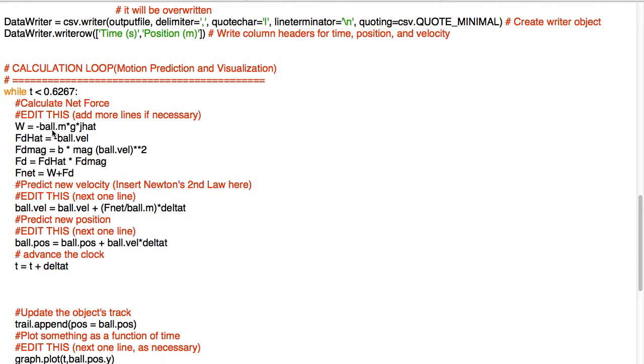Here we have the while loop again. We have the same equation for the weight force, but now what we've done is we've broken out the drag force into its component forms. We've got the drag force hat, which is always the opposite of the ball's velocity. And then we've got the magnitude of the drag force, which in this case we used it being proportional to the square of the velocity of the ball. And we take the total force to equal the components, the magnitude times the FD hat.